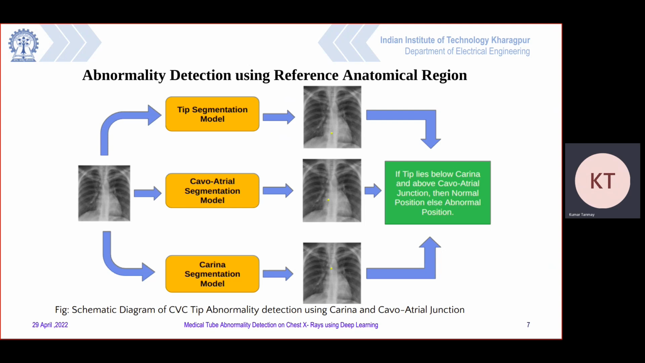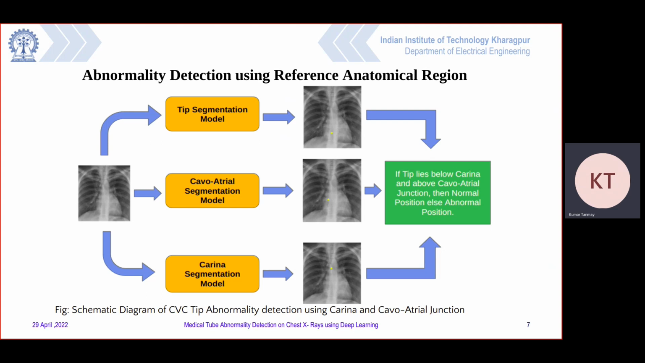Here is the abnormality detection using reference anatomical regions for each tube. In the schematic diagram, we can see that the segmentation models of cavo-arterial junction and carina are used to detect abnormalities in the central venous catheter tip position. For endotracheal tube, carina segmentation is used, whereas for nasogastric tube position, gastroesophageal junction segmentation is used.